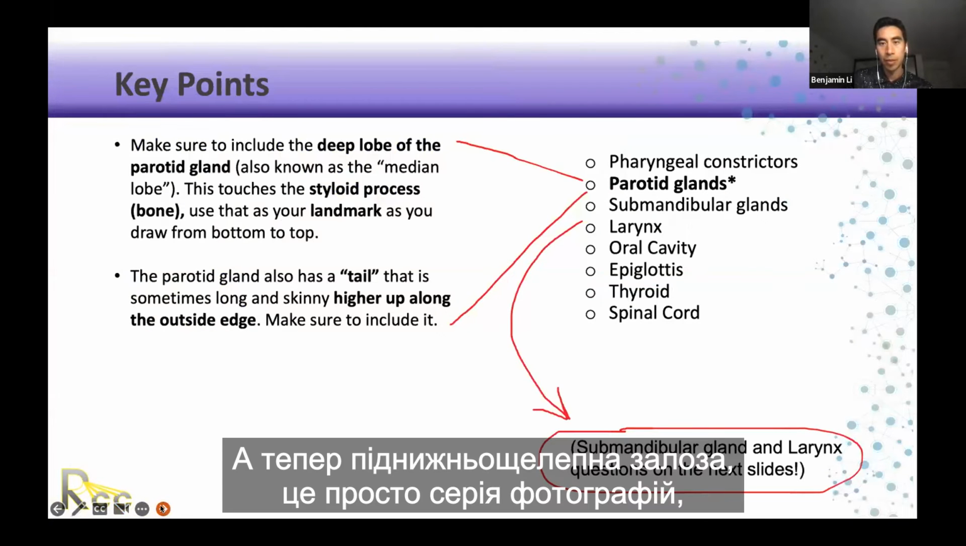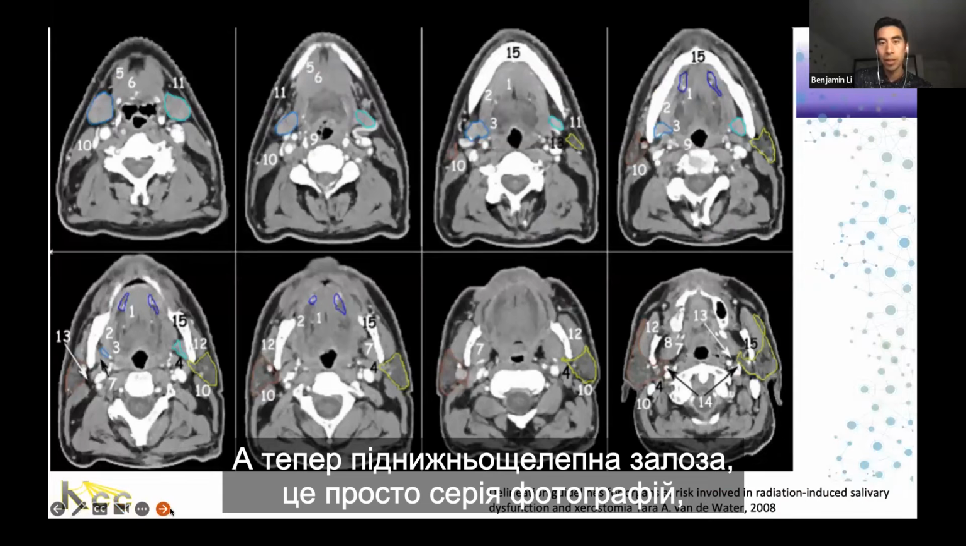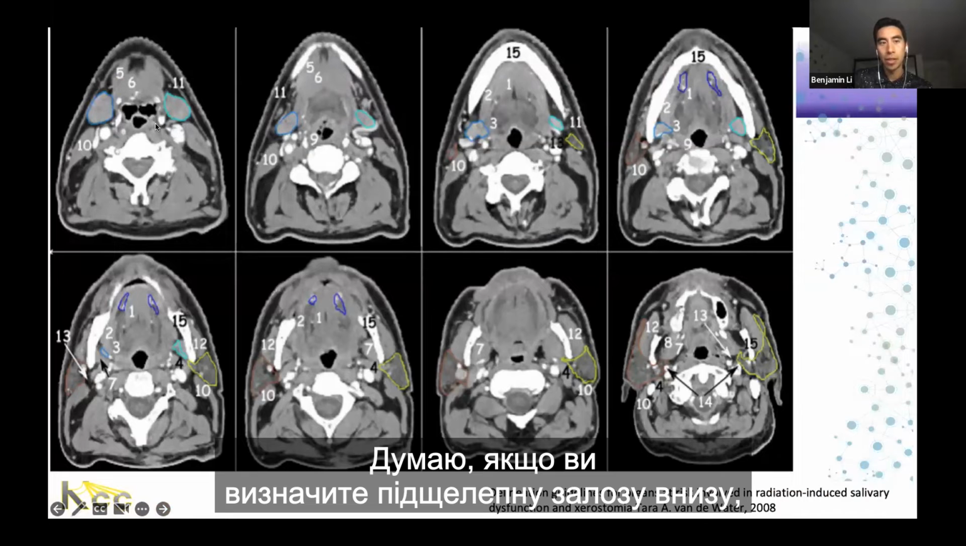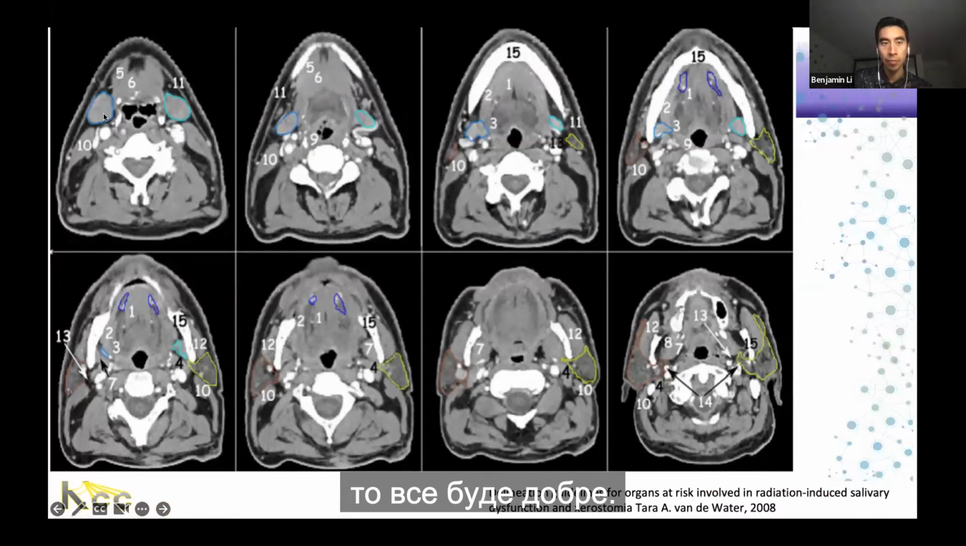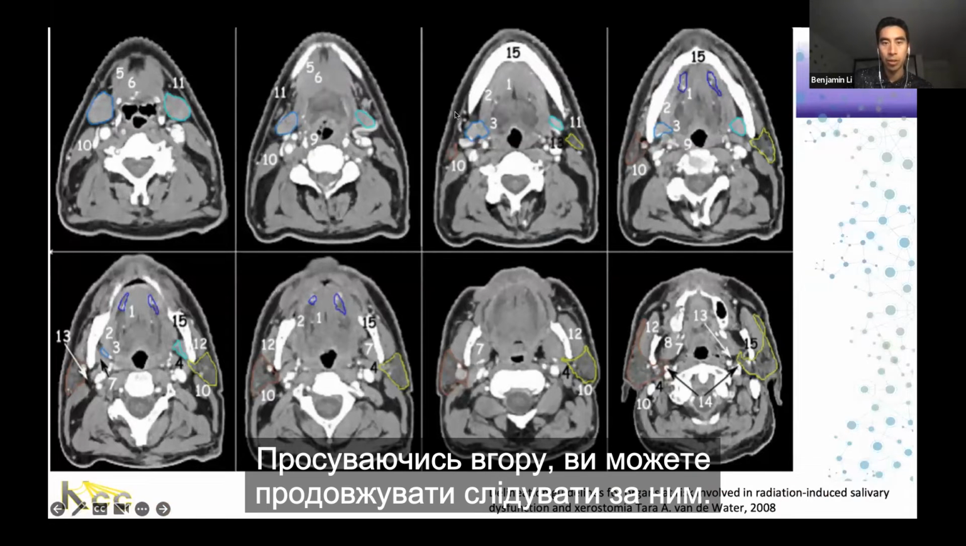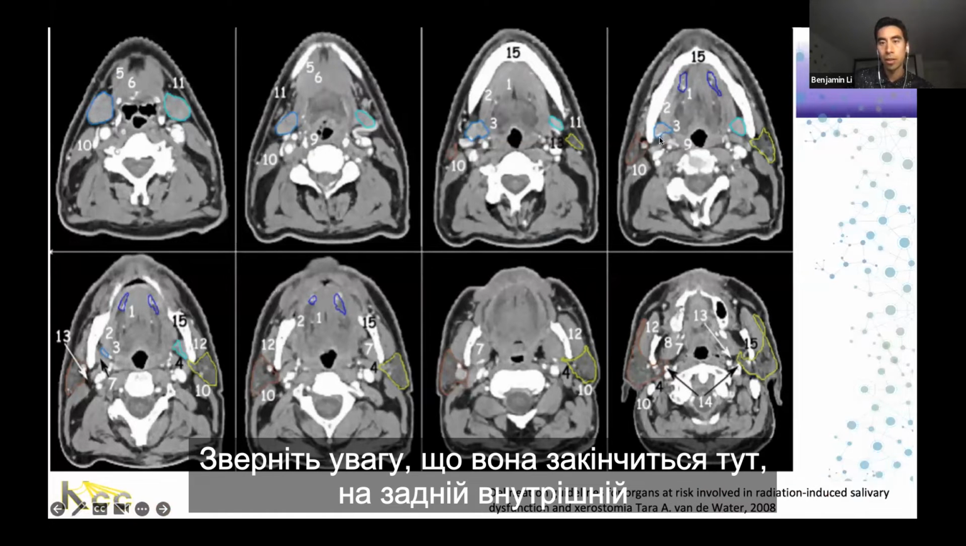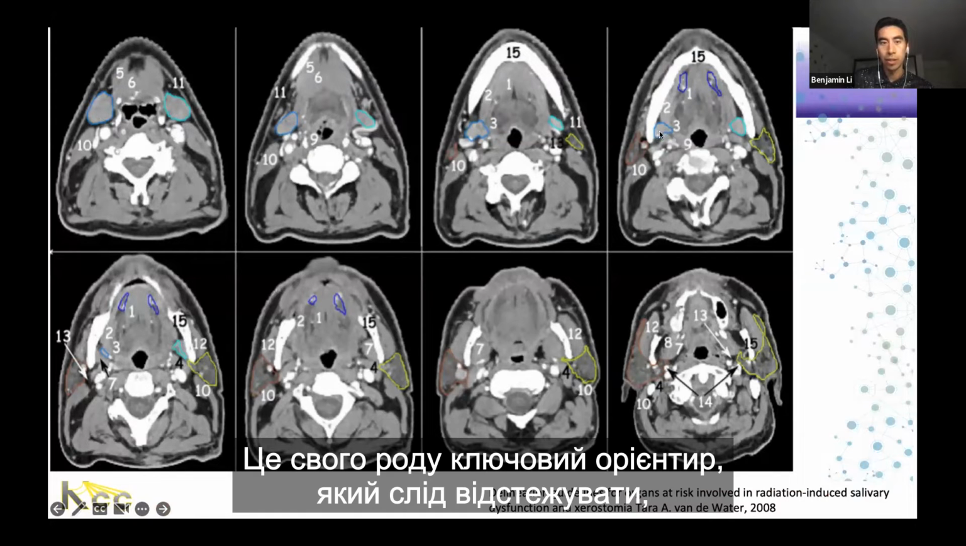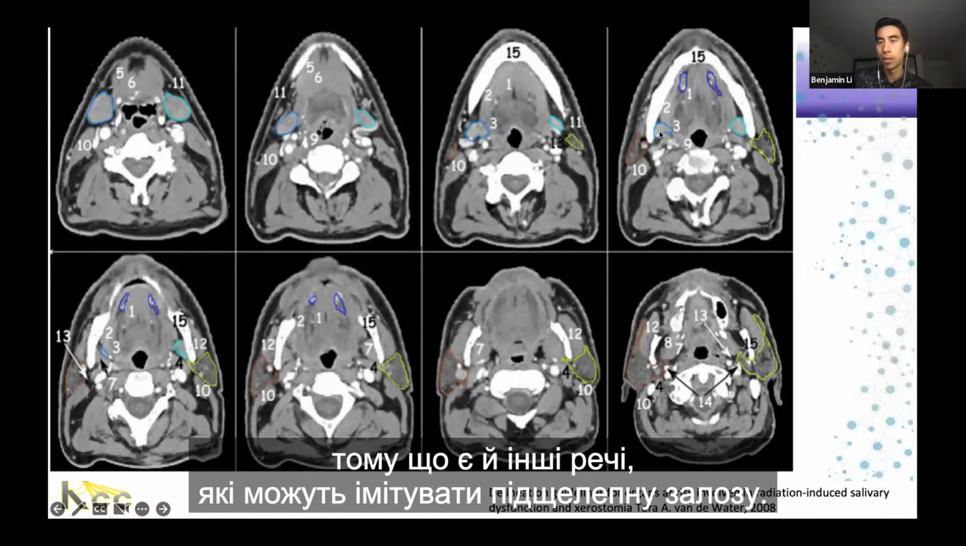And so now the submandibular gland, this is just a series of pictures showing it. I think if you identify the submandibular gland at the bottom, you should be okay. As you work your way up, you can continue following it. Notice that it's going to end up here at the back inside part of the mandible. So that's kind of a key landmark to keep track of, because there are other things that can mimic the submandibular gland.